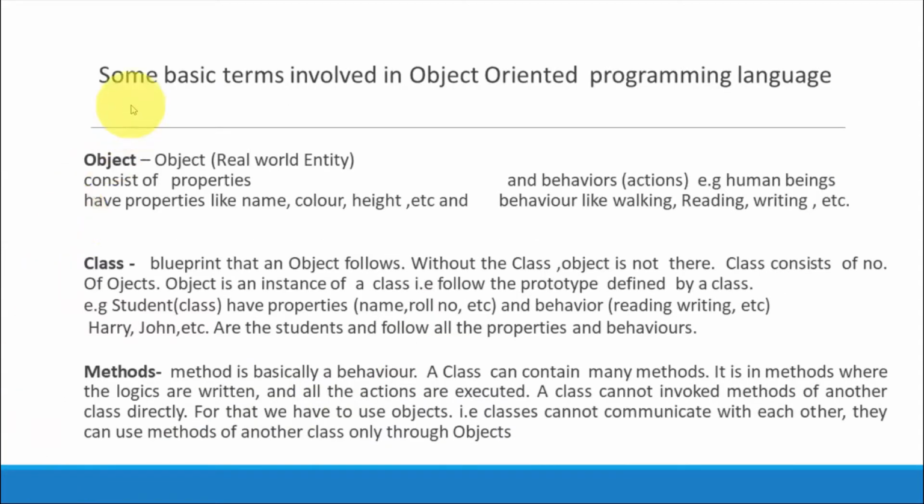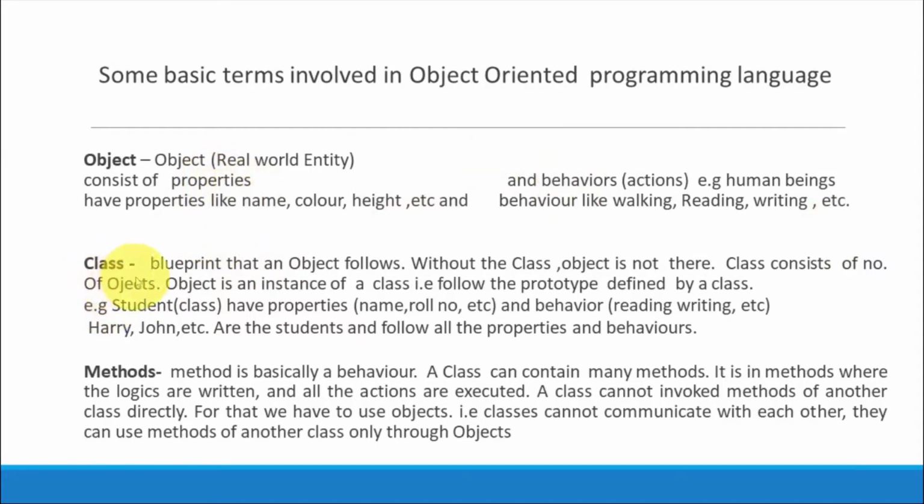Now let's discuss some basic terms involved in object-oriented programming before we proceed further. So what is an object? An object is a real-world entity. It consists of properties and behaviors. For example, human beings have properties like name, color, height, etc., and behaviors like walking, reading, writing, etc. A dog has a state like color, name, breed, and behavior like barking, wagging, etc. So an object has two things, that is, properties and behaviors.